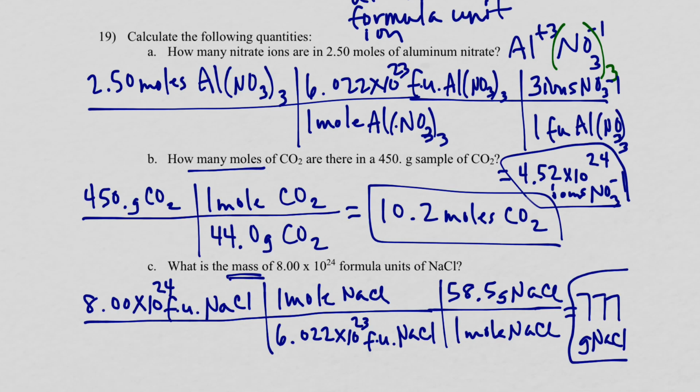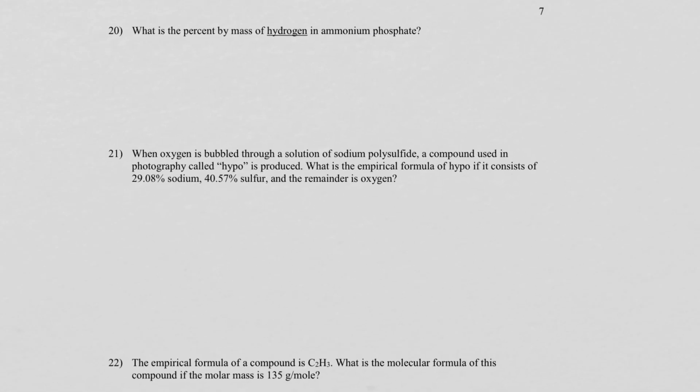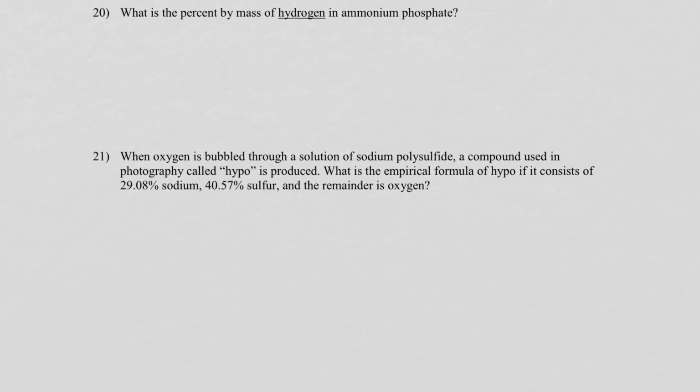The correct number of significant figures in this case is 3, because if you go back to your original number, 8.00 has 3 significant figures in it. And that finishes that page. But stoichiometry continues on to the next page with number 20. Number 20 says, what is the percent by mass of hydrogen in ammonium phosphate?